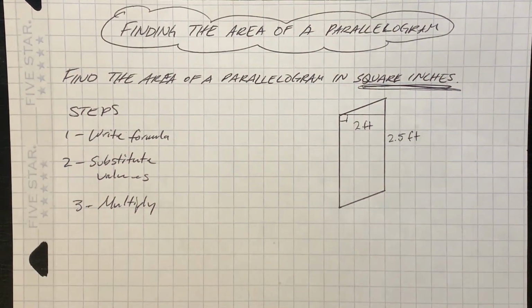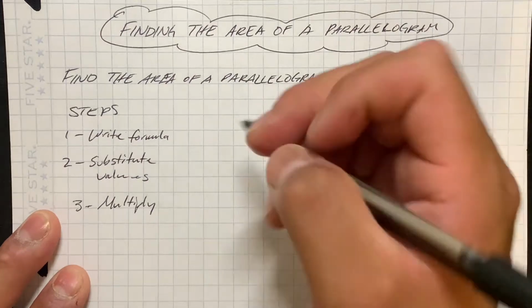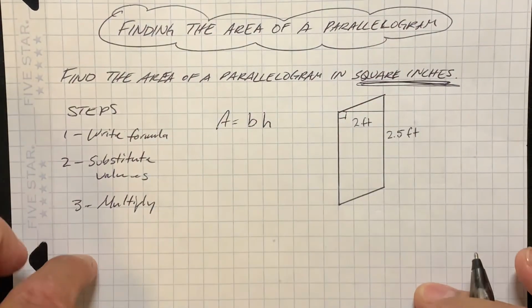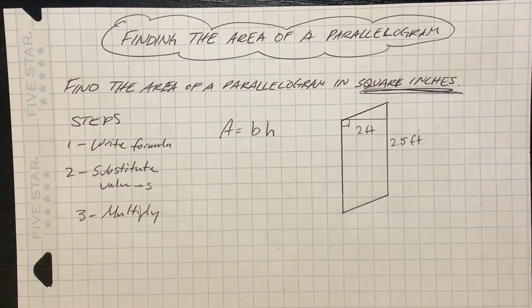I wrote the directions down for you, the steps I mean. So here's the first thing you do. Write the formula. The formula to find the area of a parallelogram is going to be area equals base times height. Base times height is basically the same thing as finding the area of a rectangle.